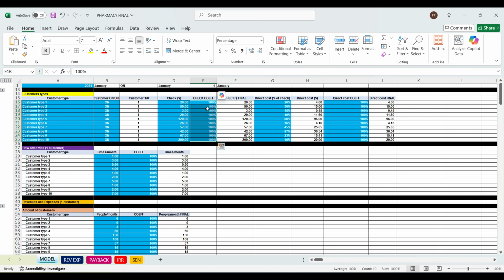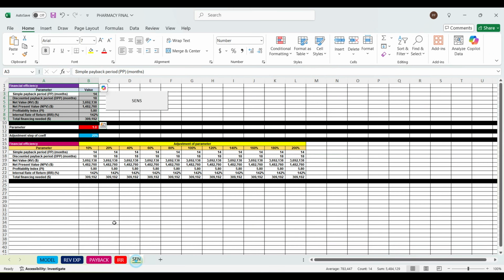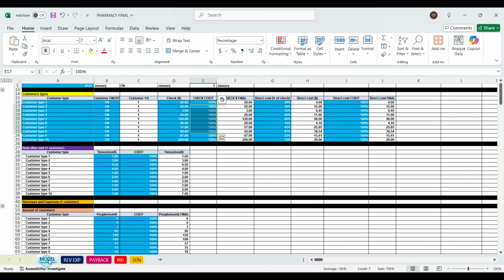You will be increasing or decreasing this check and see how a percentage increase or decrease of this check will affect the simple and discounted payback period, the financial efficiency, the net present value and so on, without playing with the numbers themselves. This will show you how stable your business idea is.